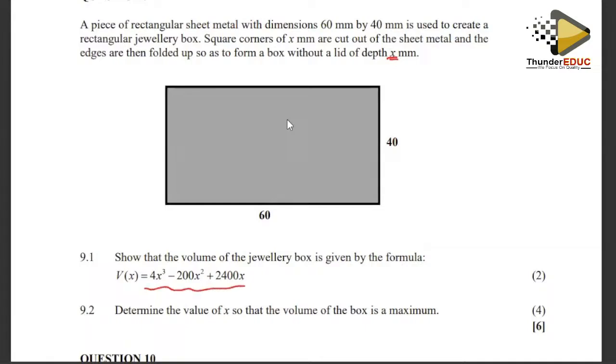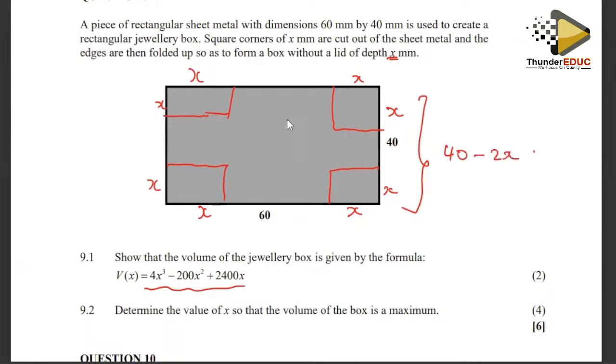So they are telling us that if they are cutting off x, forgive my corners, they're taking off x and x, and then we have x and x. So what we need to know is that the width is going to be 40 minus 2x. The length is going to be 60 minus 2x. But we've been told that the height is already x, meaning that volume is length times breadth times the height.